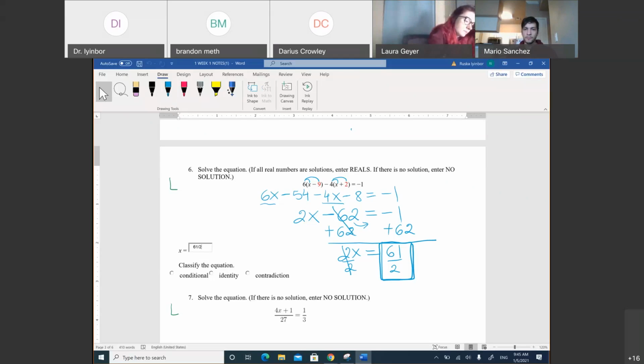Now, classify the equation. Is it conditional, identity, or contradiction? What is it? It's a conditional, that's correct. So if you get x equals a number, it's conditional. Identity is always true. Contradiction is never true. It's wrong. It's no solution. Okay? So that's how you do number 6.